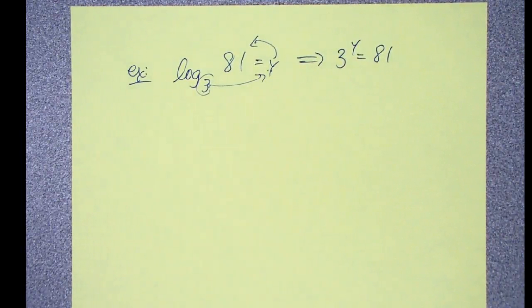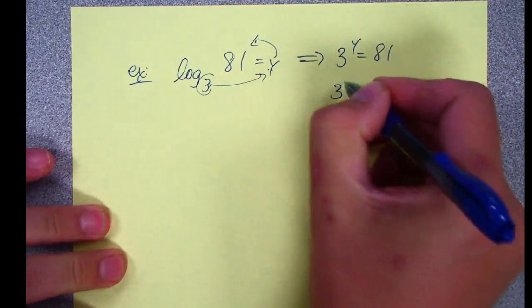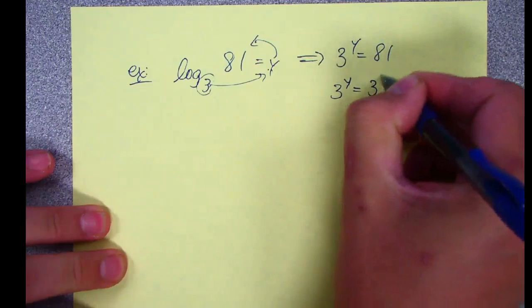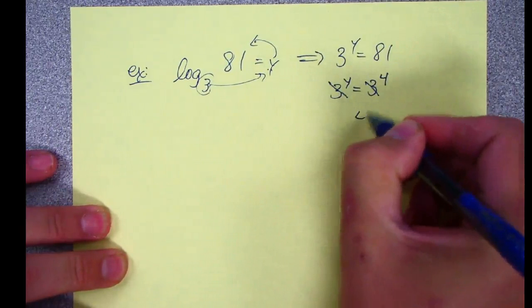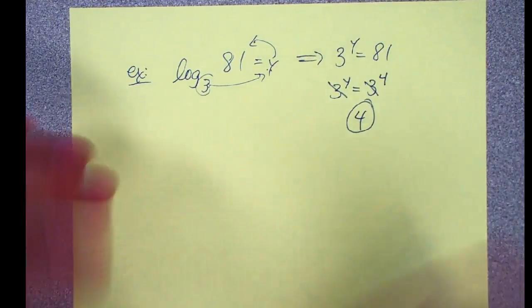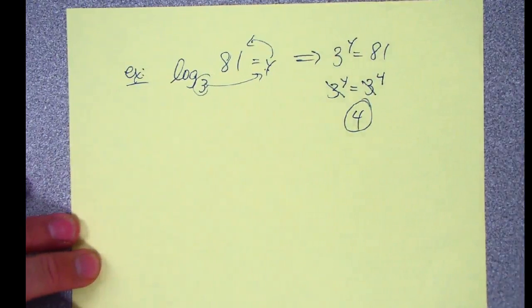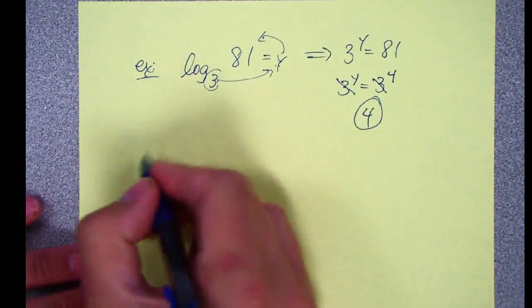And then at this point, you're kind of just trying to go through your powers in your head and figure out 3 to what power gives you 81. So 3 squared is 9, 3 to the third is 27, 3 to the fourth is 81. So what's technically happening is you're saying 3 to the y equals 3 to the fourth. The 3's cancel, and then you get y equals 4. You don't have to show me this stuff if you don't want to. It just might help you understand what's happening.